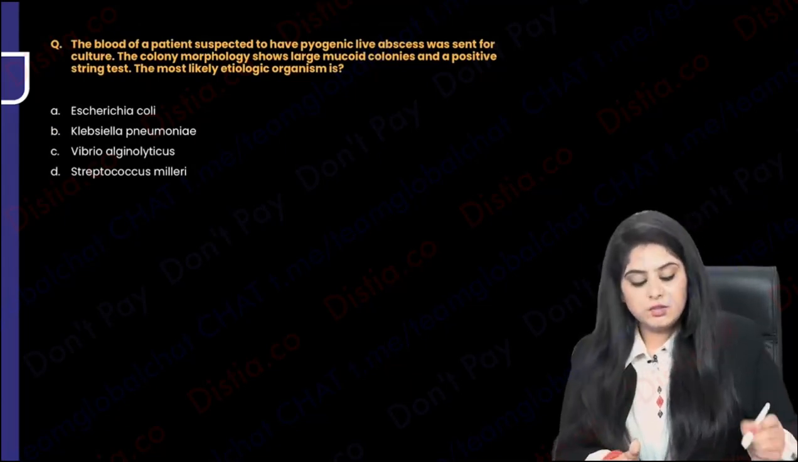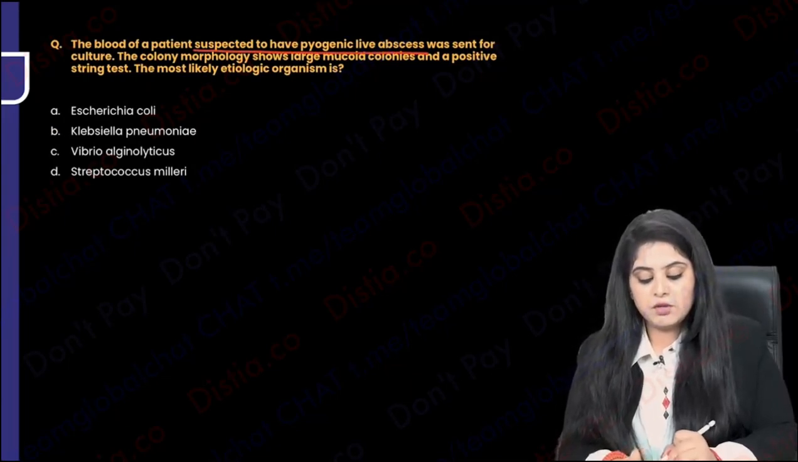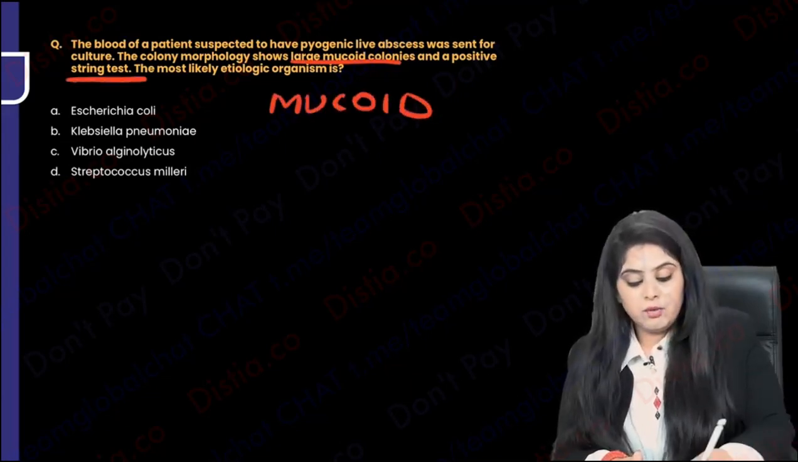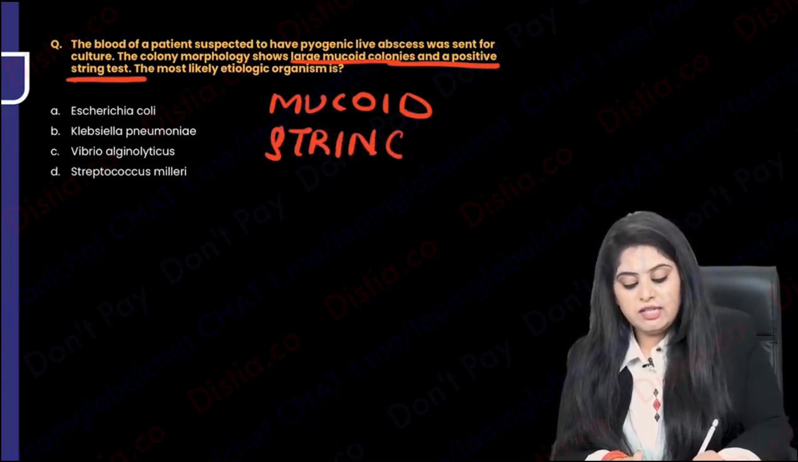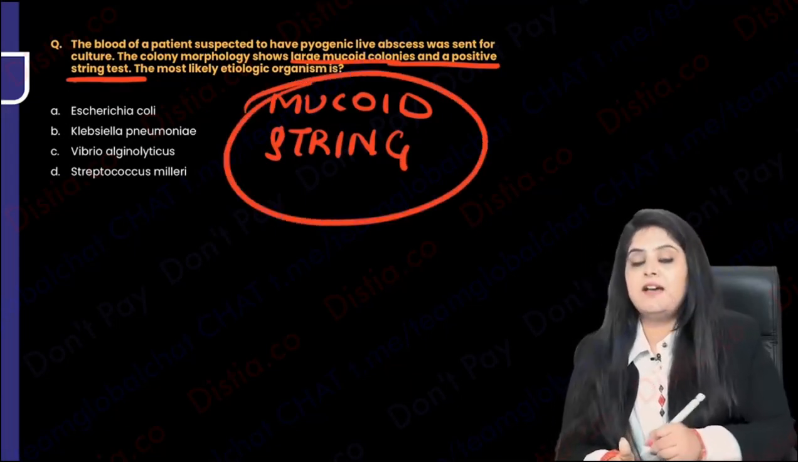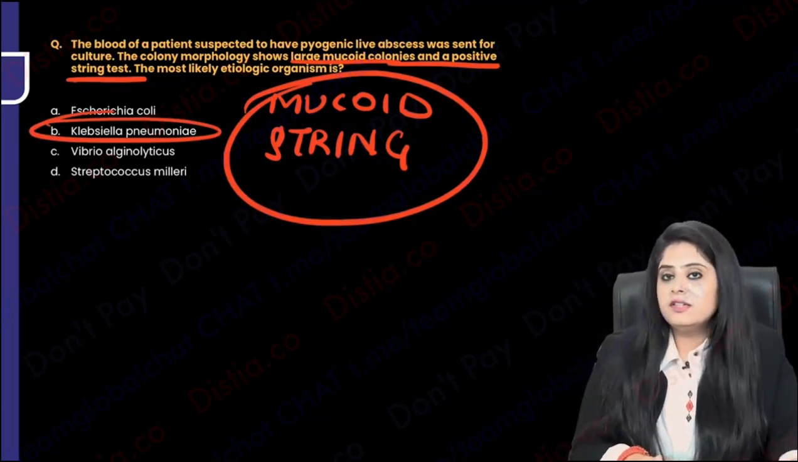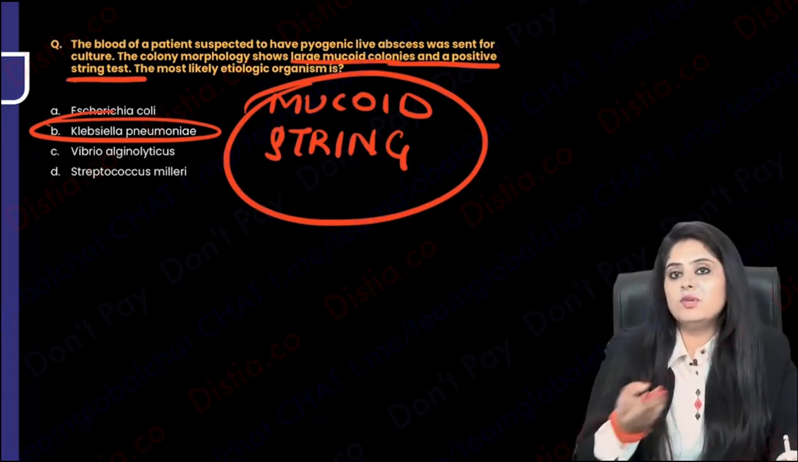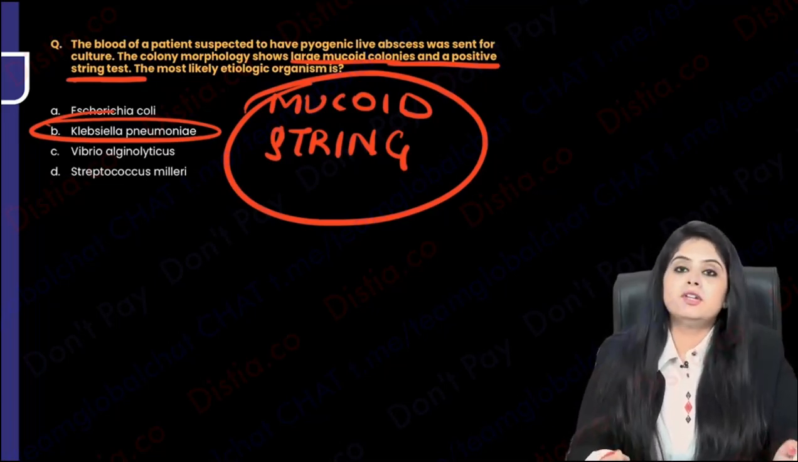The blood of a patient suspected to have pyogenic liver abscess was sent for culture. The morphology shows large mucoid colonies with a positive string test. Stringy mucoid. Only someone with a capsule can have it. And again, the answer becomes Klebsiella. Yes, that can cause a liver abscess, but that's not the point. It can cause anything in the body, from pneumonia to liver to septicemia, but mucoid and stringy, that is something which is going to give you the hint.